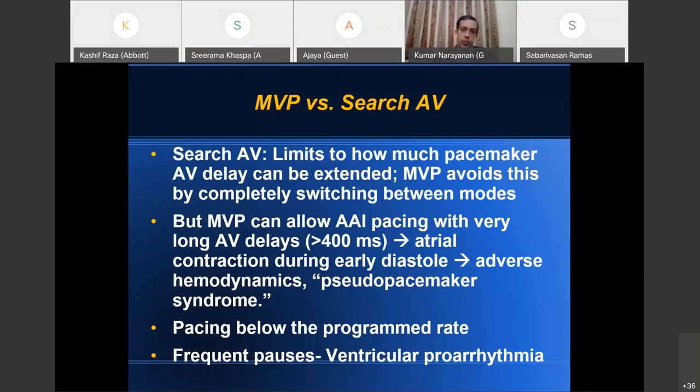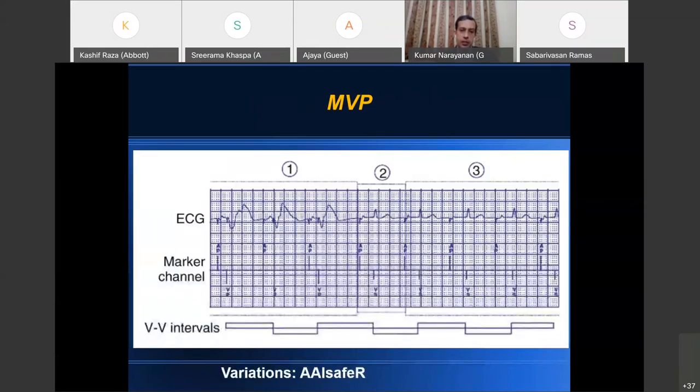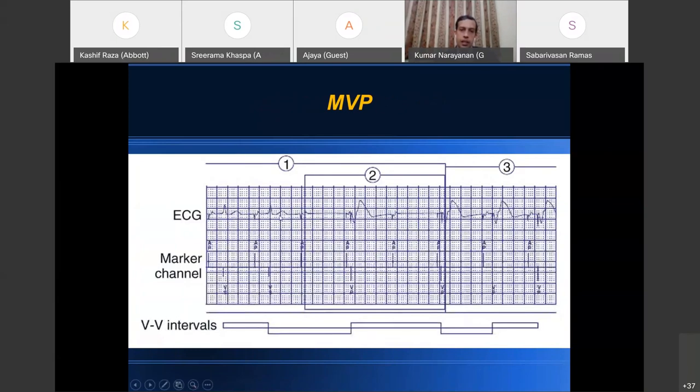Secondly, another potential issue with MVP is what you are seeing here. You can see that there was a pause here, and then there was a pause again here. Now if this happens on successive beats, it's okay. The device is going to switch to DDD. But imagine if there was a pause, and then here the ventricle conducted. Then again, this P wave was dropped. And then this P wave got conducted.